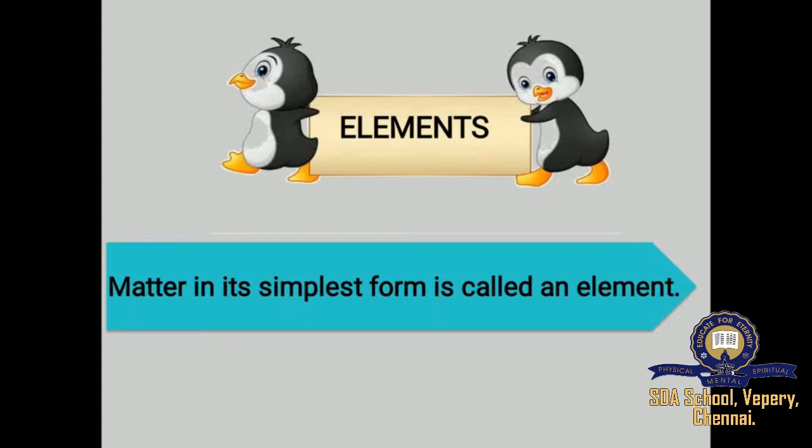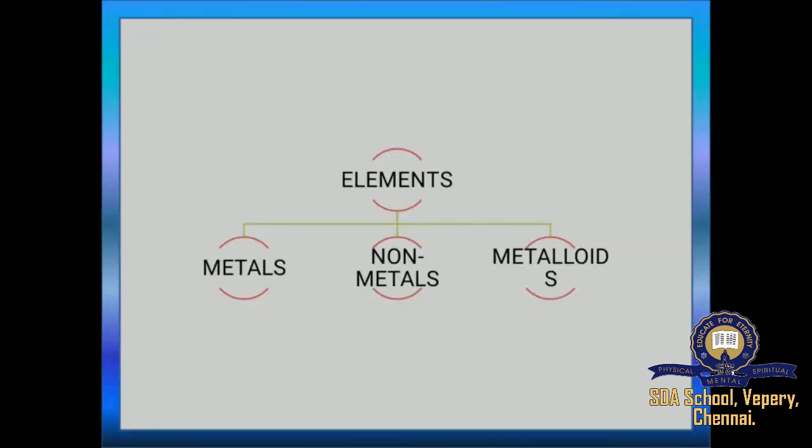There are 118 known elements to date. Out of these, 94 elements occur naturally, while 24 elements are synthesized artificially in laboratories. Now we will see the classification of elements. Elements are classified into metals, non-metals, and metalloids.